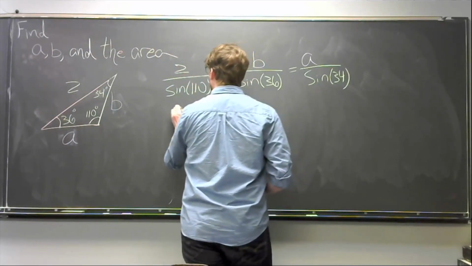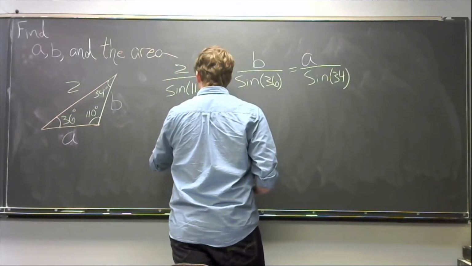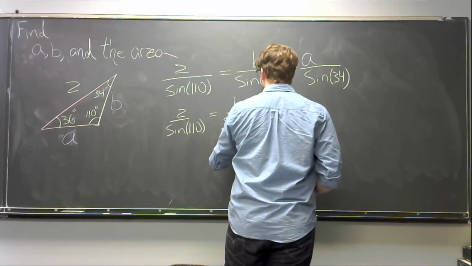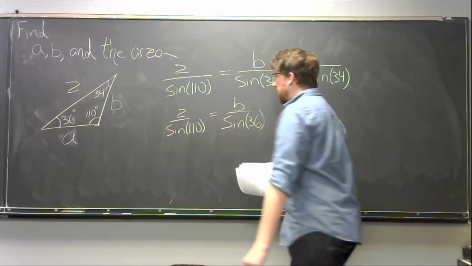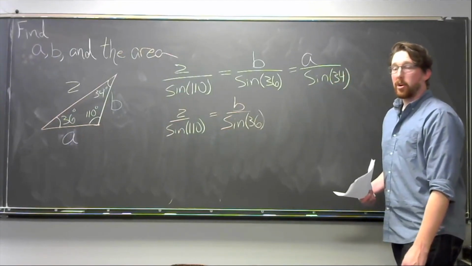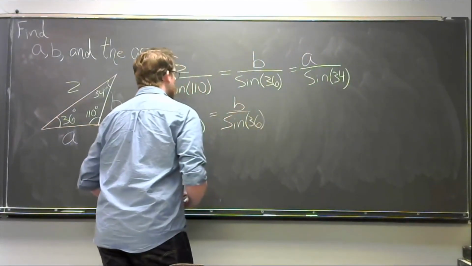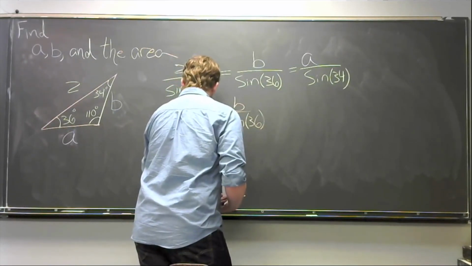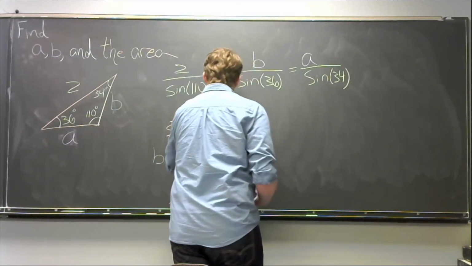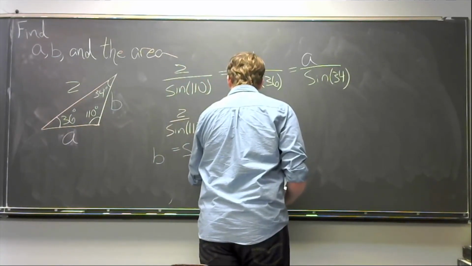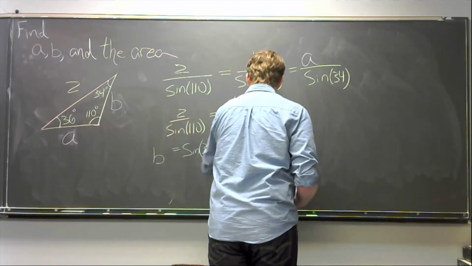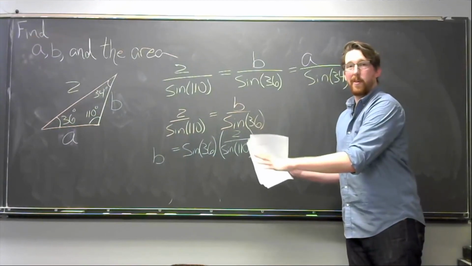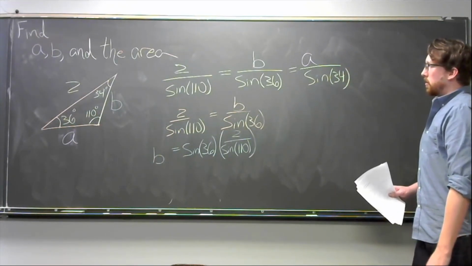Looking at just B, we've got 2 divided by the sine of 110 is equal to B divided by the sine of 36. Multiplying both sides now by the sine of 36, we can solve for B. B is equal to the sine of 36 times 2 divided by the sine of 110. And we solve B. I don't know what that number comes out to be, and I'm not going to try to figure it out right here on the board. Just type it in your calculator.